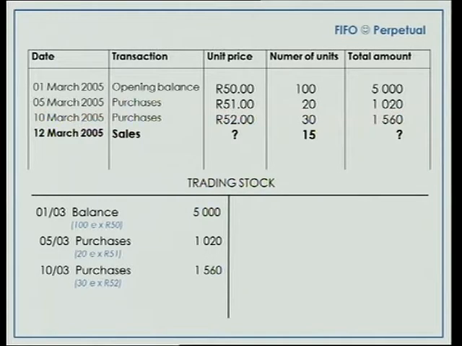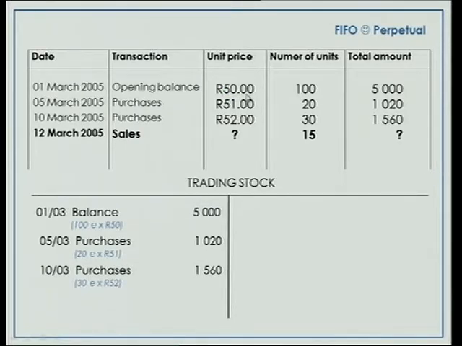Now what happened then? Then we had sales. How many units did we sell? 15 units were sold. Now remember, we want to calculate the cost of sales first of all, because we're using the perpetual system. How do we calculate the value of that stock that we've sold? We're using the FIFO method. So we're saying we are going to sell the stock first that we purchased first. So that would be 15 of those units that we're selling. What's the cost price of those units? It's 50 rand per unit.